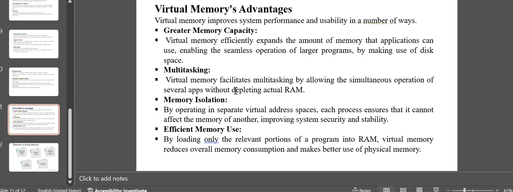Memory isolation: the operating system gives each process a separate virtual address space, which ensures that it cannot affect the memory of another, improving system security and stability. Efficient memory use: by loading only the relevant portions of a program into RAM, virtual memory reduces overall memory consumption and makes better use of physical memory.